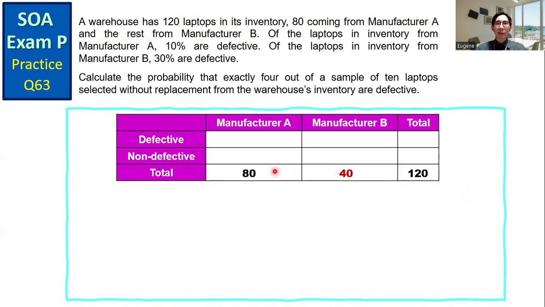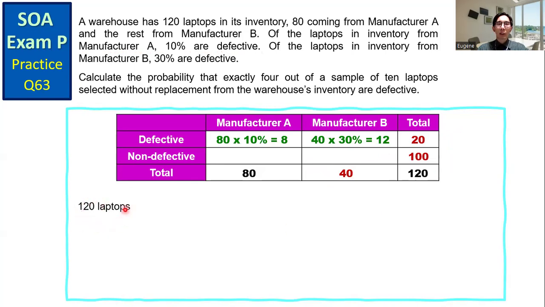And then the laptops from manufacturer A, 10% are defective, 10% out of 80. There are 8 laptops from manufacturer A which are defective. And the laptops from manufacturer B, 30% are defective. That is, 12 laptops from manufacturer B are defective. The total number of defective laptops is 20. And the total number of non-defective laptops is 100.